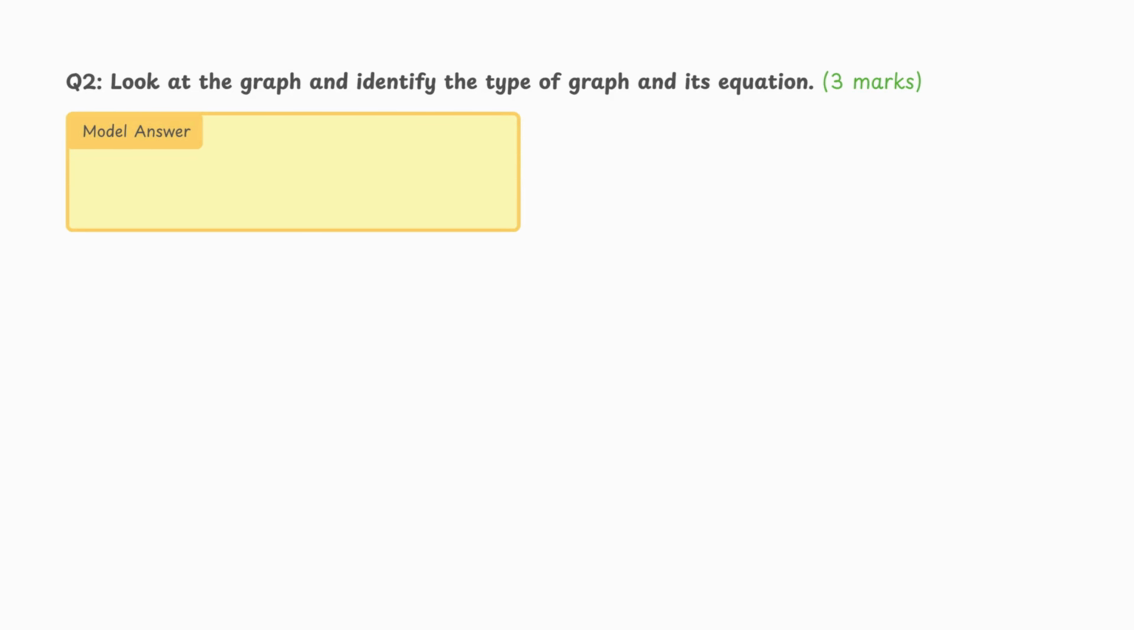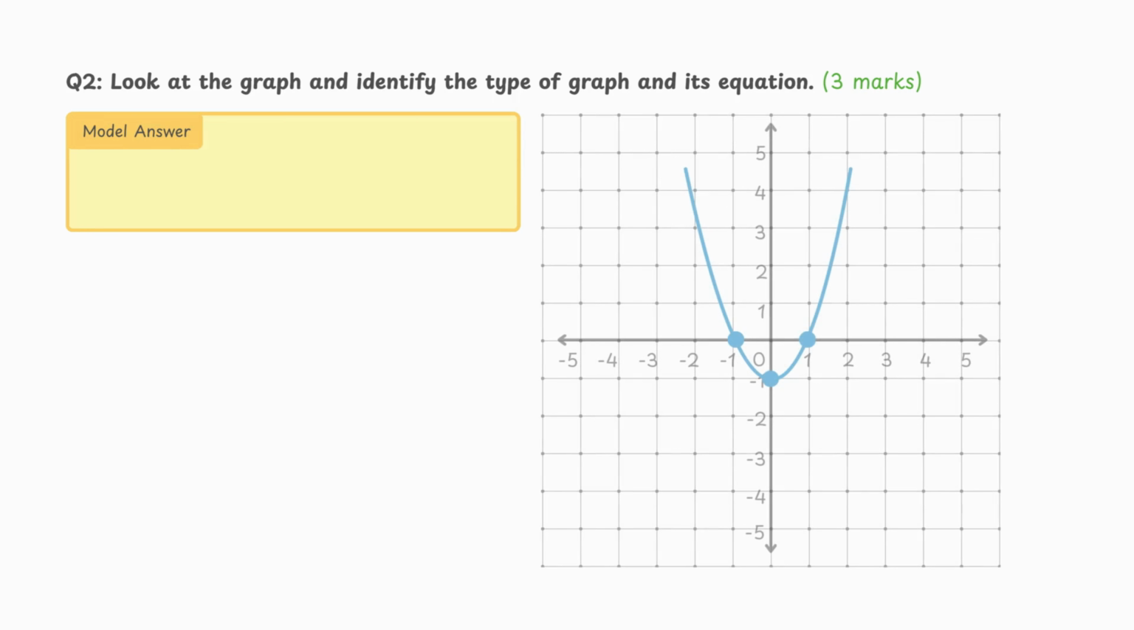Question 2. Look at the graph and identify the type of graph and its equation. Start by observing the shape of the graph carefully. This graph is not a straight line. It is a smooth curve that bends as it moves across the grid.